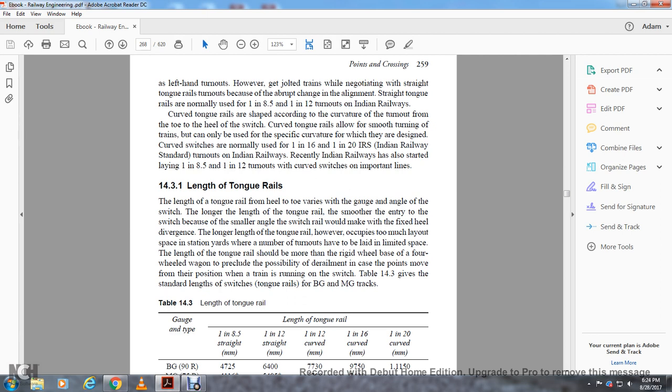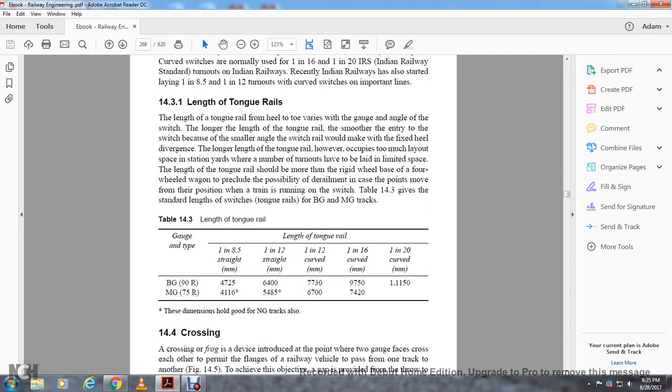The length of the tongue rail should be more than the rigid wheelbase of a four-wheel wagon, precluding the possibility of derailment in case the points move while the train is running over the switch. Figure 14.3 gives the standard lengths of the switches and tongue rails of broad gauge and meter gauge.